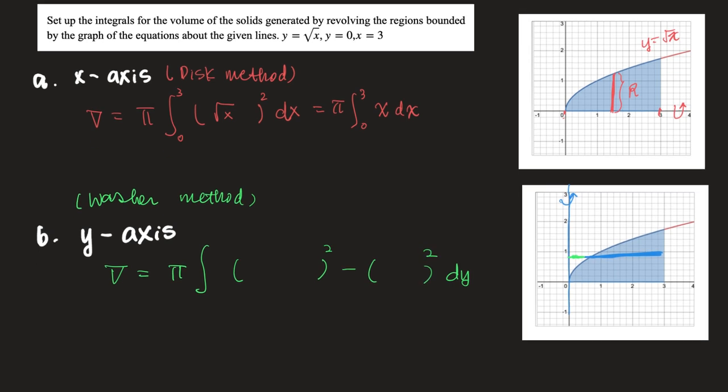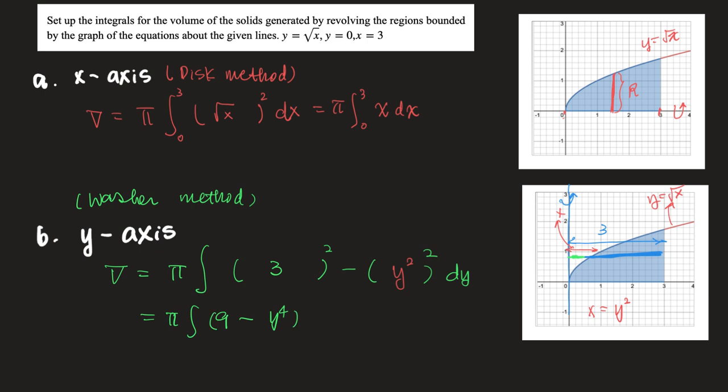Clearly understand that. The longer radius goes from here to here. The radius is going to be 3, that's why you put 3 squared. The shorter radius is this one. How can we find it? This one is the x value, so we're going to find x from y equals square root of x. So x is y squared, and the small radius is y squared. Simplify this: pi integral of 9 minus y to the fourth.